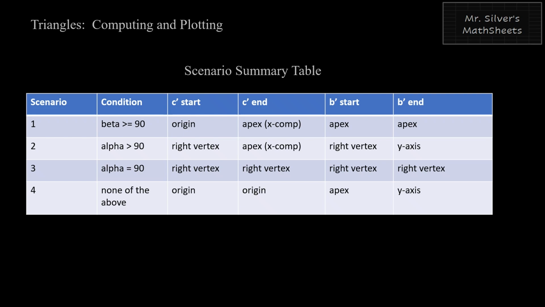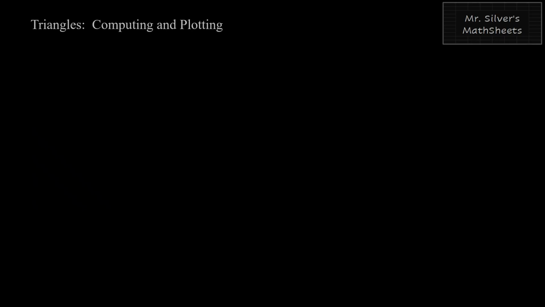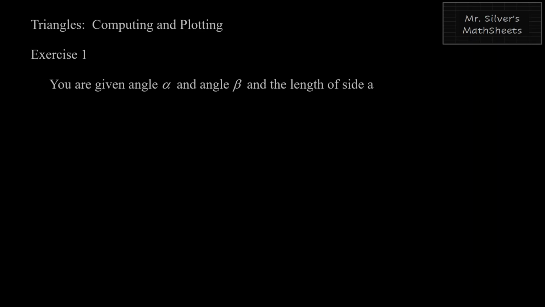So this is a sort of a cheat sheet to guide you in the various scenarios. I won't go through it because this is exactly the information we just went through. So exercise 1, you're given angle alpha and beta, and they should make sense. They should sum to less than 180. And a length, side length A, it's got to be positive.